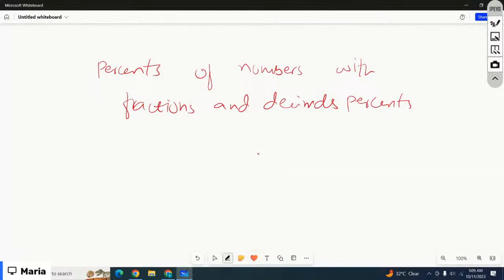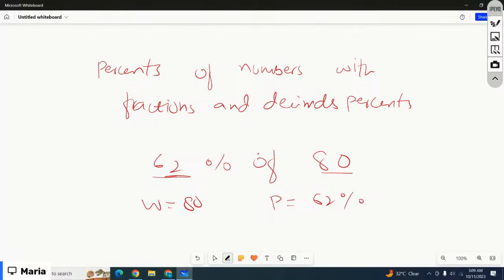For example, you have to calculate 62% of 80. So what do you know? How do we calculate 62% of 80? Just form a proportion, right? 80 is the whole number and the percentage is 62%. You need to find what is 62% of 80. You need to calculate the part of 80. How much part? 62%, right?